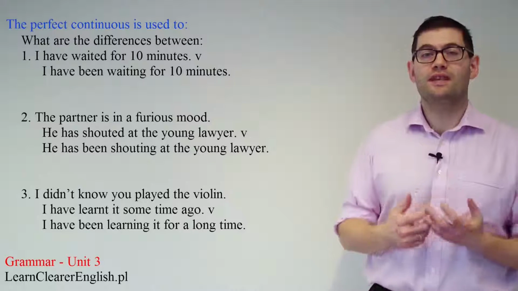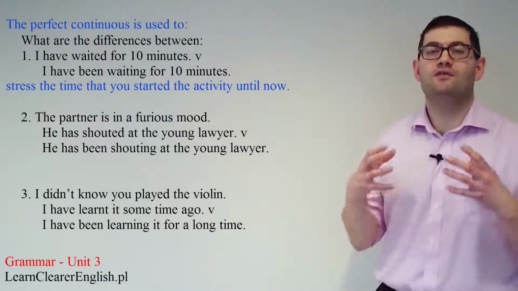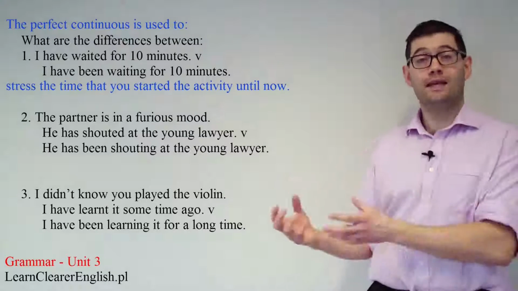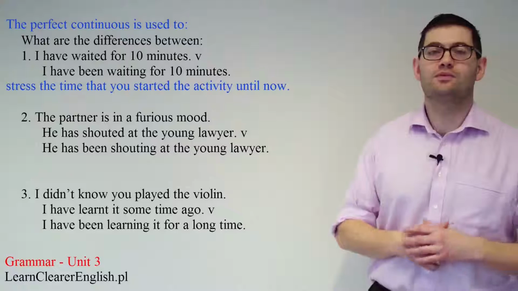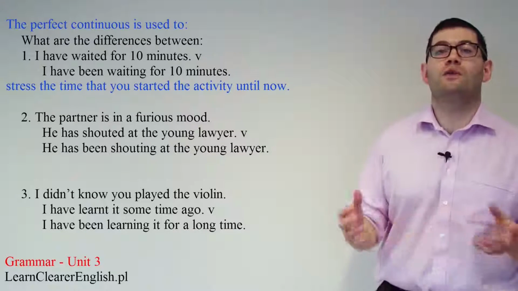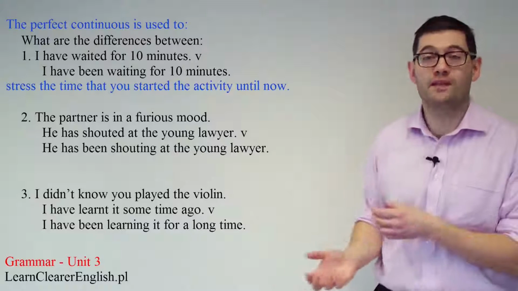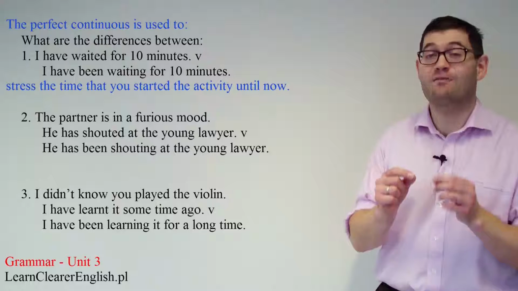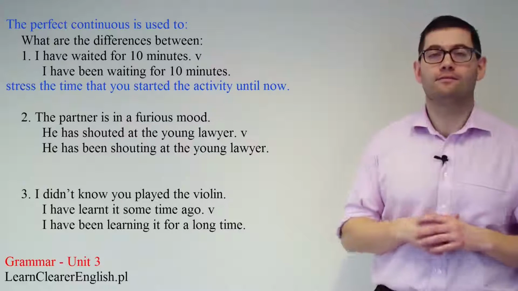"I've been waiting for 10 minutes" stresses the time that you've started the activity, in this case waiting, until now. Other examples could be, "I've been speaking Italian for 10 years," or "I've been waiting for an operation for 5 months." The present perfect continuous stresses that time until now.